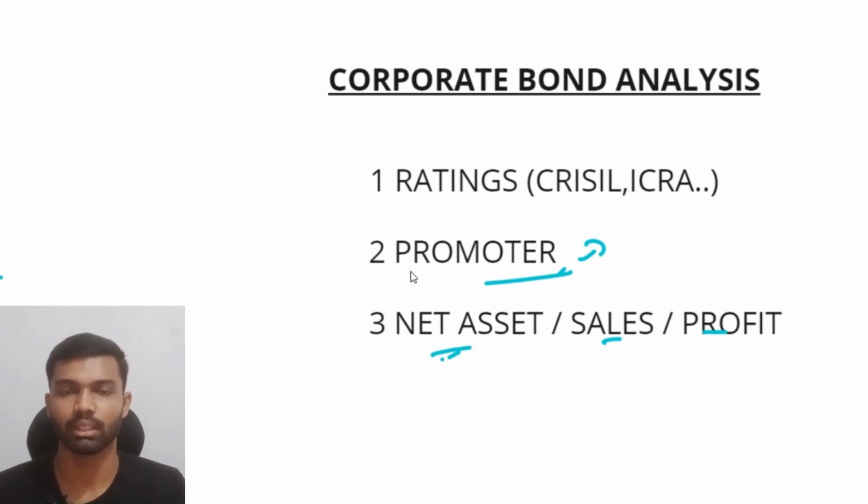And the second one is sales, whether the company is really doing business or not. The company's sales should be steady and growing. And the third one is the profitability of the company. Is the company really making a profit while selling their product or service? You can see these things in an elaborate way in the upcoming videos on fundamental analysis of a company.